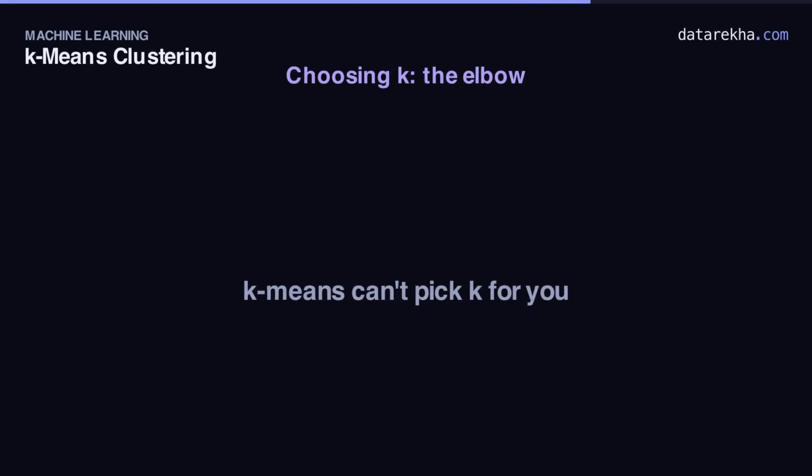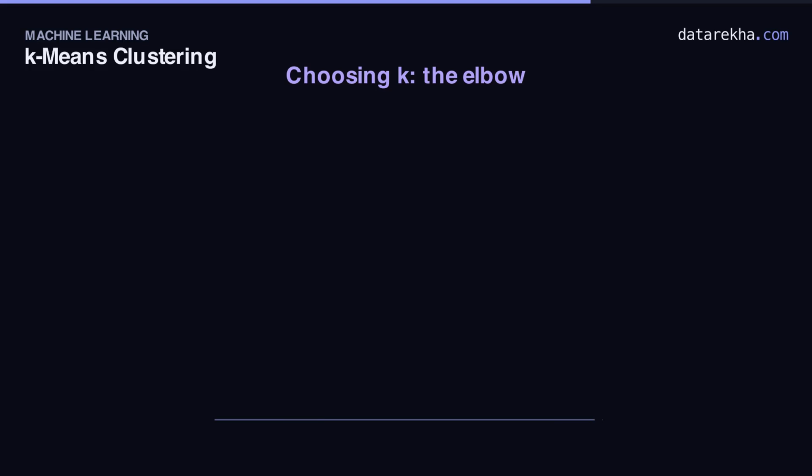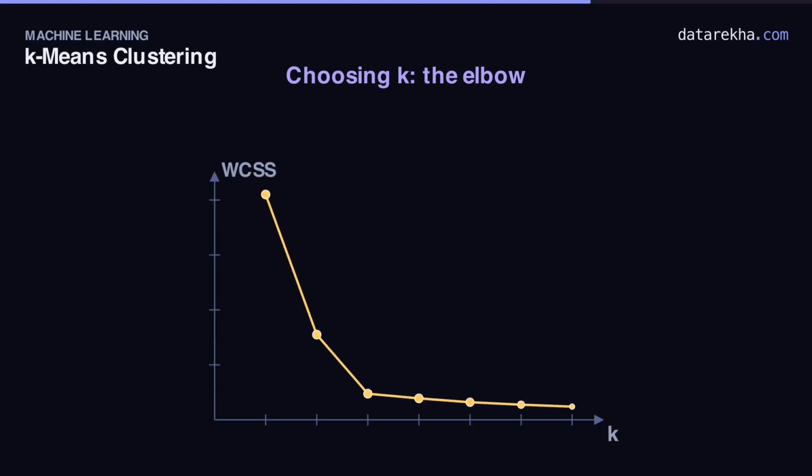One question we've dodged: K itself. K-means needs you to tell it how many clusters to look for. Pick too few and you fuse real groups together. Too many, and you shatter one group into fragments. So how do you choose? The elbow method. Run k-means for a range of k values. Record the final WCSS for each and plot cost against k.